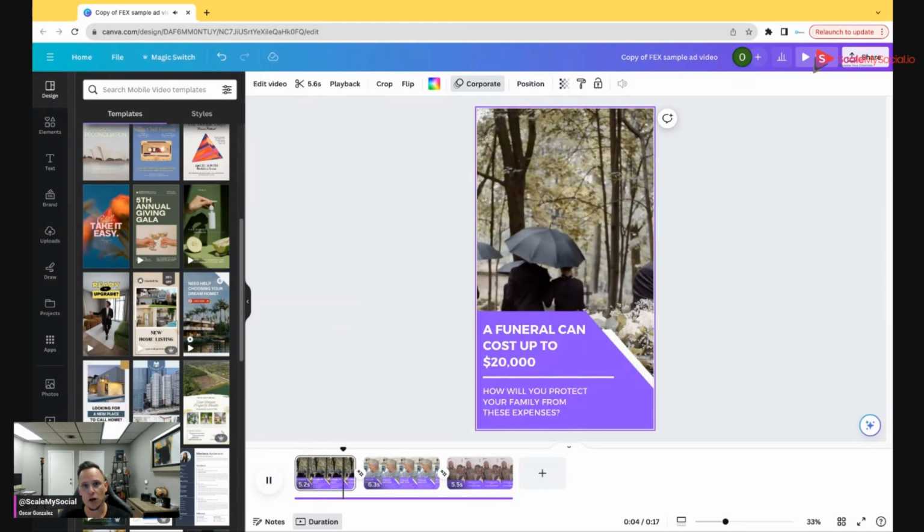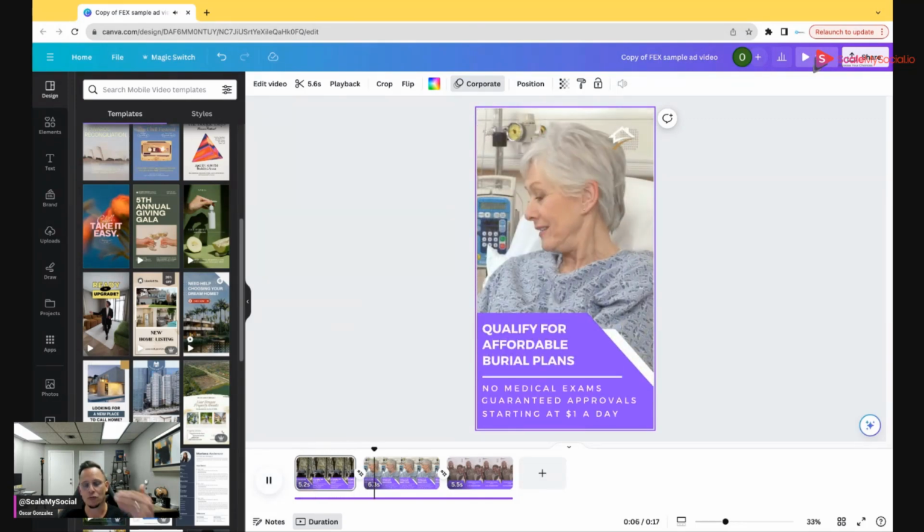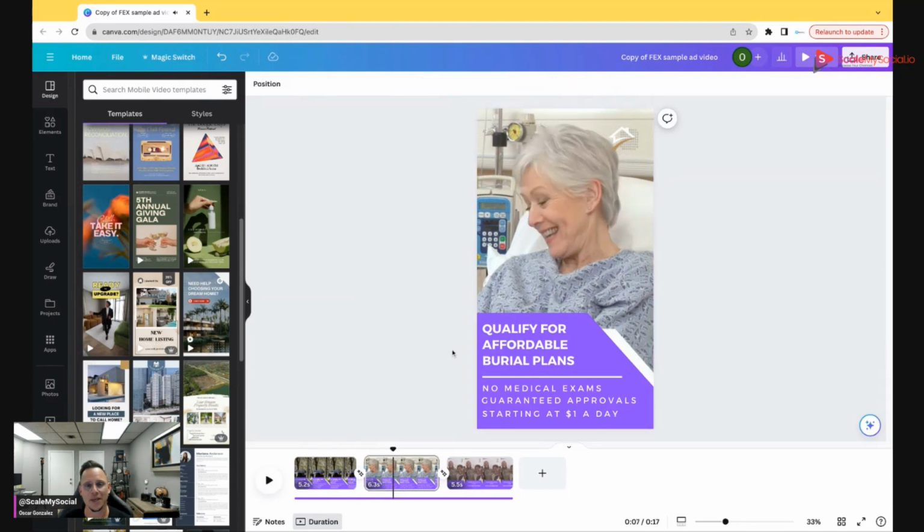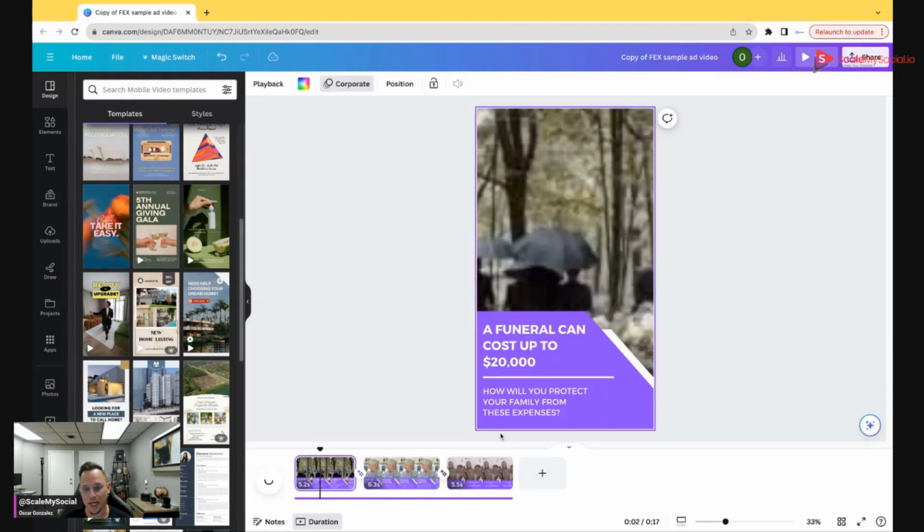So you can see we talk about the hook. And then we go right into the benefits and the solutions. Now, here we talked about hook, pain point. So I just want to reiterate and confirm that. Hook: a funeral can cost up to $20,000. Pain point: how will you protect your family from these expenses?